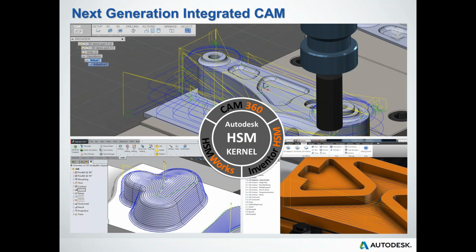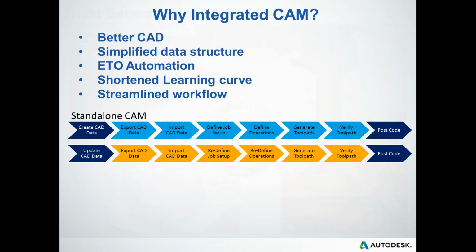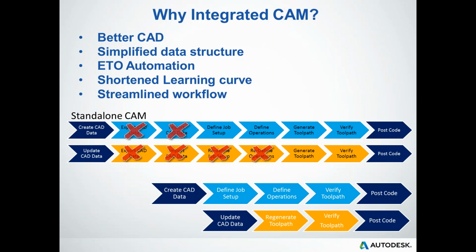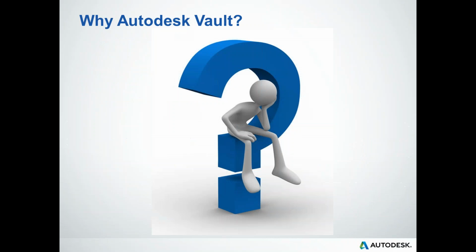So we all know Autodesk integrated CAM and the abilities that you have within it. One of the things we look at is, why integrated CAM? You have a 16-step process with standalone CAM where you're importing CAD data from an external program and then creating toolpaths, and if any update on the CAD data changes, then you have to re-import, redo all the toolpaths and so forth. By doing the integrated CAM, we can take that 16-step process down to a 9-step process.